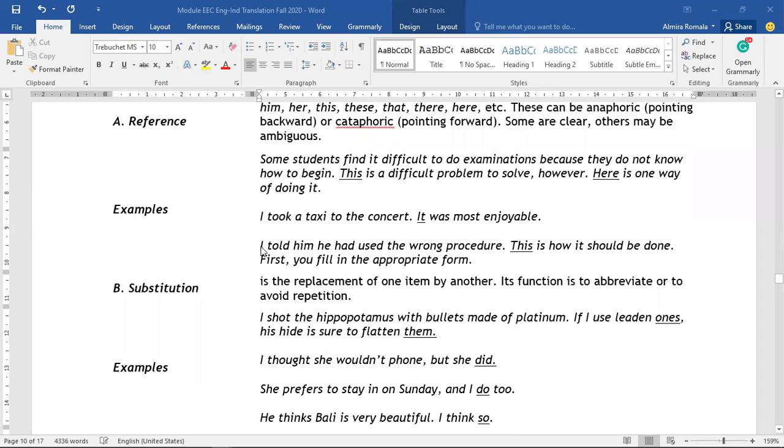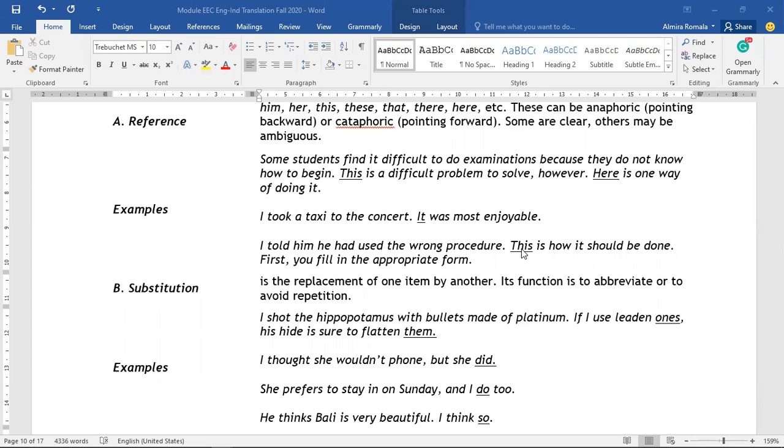And then the other one: "I told him he had used the wrong procedure. This is how it should be done. First, you fill in the appropriate form." So this one is actually similar to this problem. We have to make it specific in Bahasa Indonesia. "Ini tuh apa?" Yes, "masalah ini" or "cara ini," "cara tersebut." So just don't use only "ini," right?